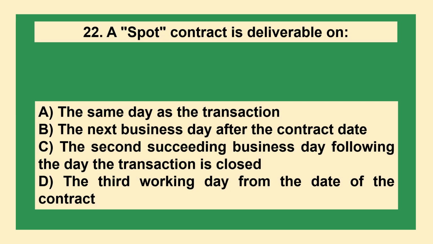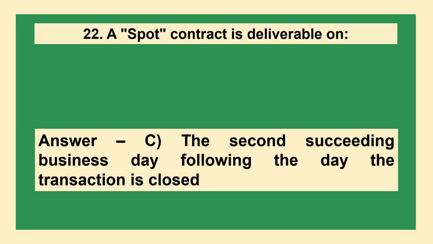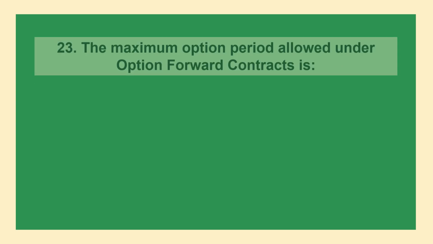A spot contract is deliverable on: option A, the same day as the transaction; B, the next business day after the contract date; C, the second succeeding business day following the day the transaction is closed; D, the third working day from the date of the contract. The answer is option C, the second succeeding business day from the following day the transaction is closed.